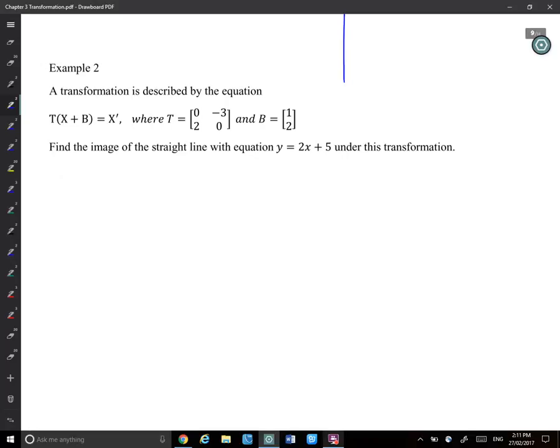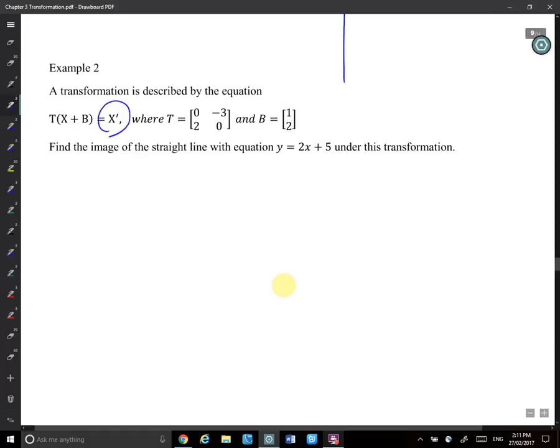Example 2. A transformation is described by the equation T bracket X plus b bracket equals X dash. That's another notation. You just substitute the things you need. What is X dash? X dash refers to x dash y dash, in the row 2 column 1 form.